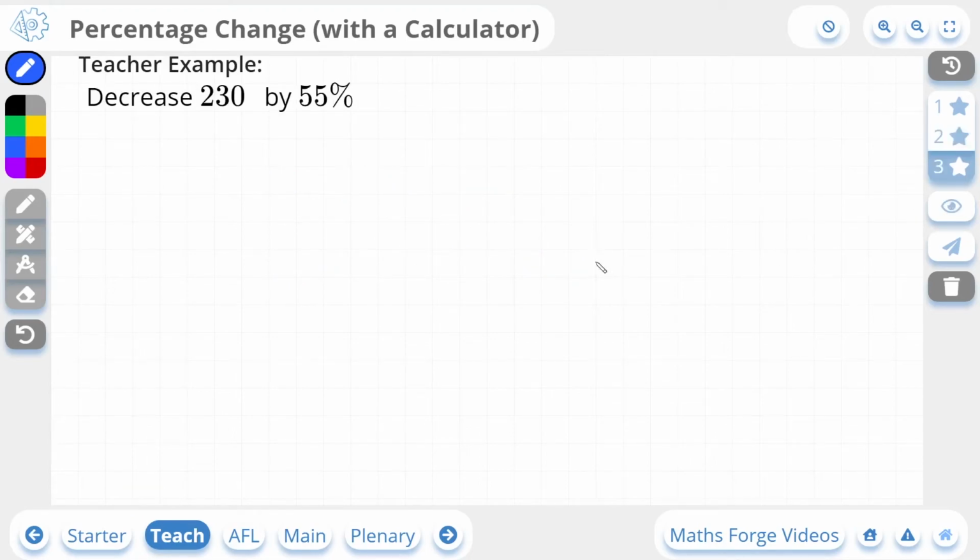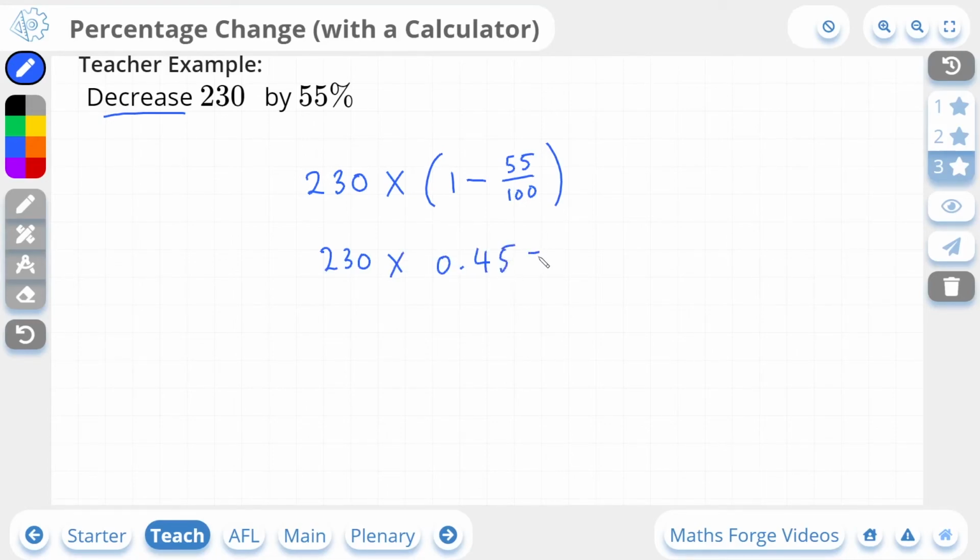Now let's do a three-star example. Here we're being asked to decrease 230 by 55%. So I'm going to take my 230 and multiply it by 1 minus, because it's a decrease, 55 over 100. If we input this into our calculators, we get 230 multiplied by 0.45, which gives us 103.5. And if we check our answer, there it is.